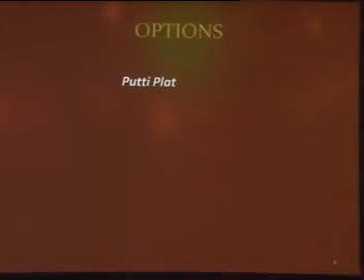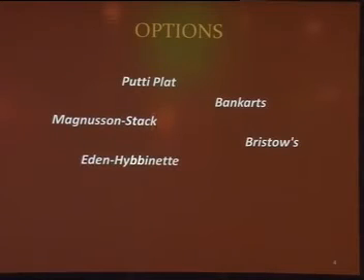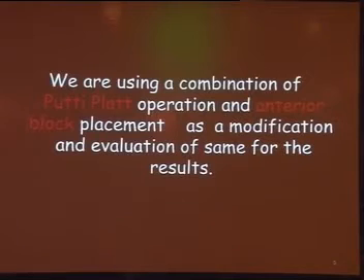So what are the operations for recurrent dislocation of the shoulder? There are so many options available: the Putti-Platt, the Bankart, the Magnuson-Stack, Bristow's, Eden-Hybinette, and Bosworth. So we are using a combination of a Putti-Platt operation and anterior bone block placement as a modification, and evaluating the same for the results.